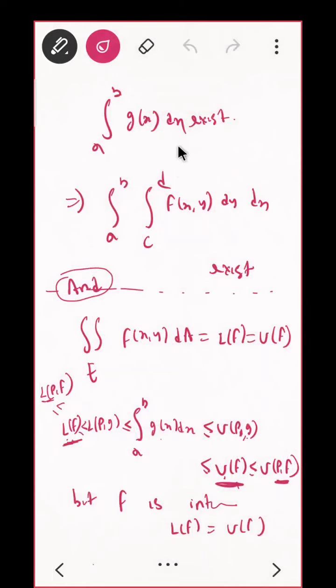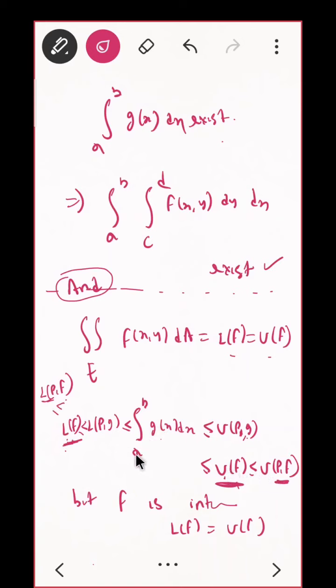G is integrable means what? Integration a to b g of x dx exists. But what is g x? That is c to d, this exists. Correct. Next part is to prove that the double integration over E is equal to this. So over E, that is the same as Lf equal to Uf. Now where will be your Lf and Uf? LPf is less than or equal to Lf, and LPf is greater than Uf.